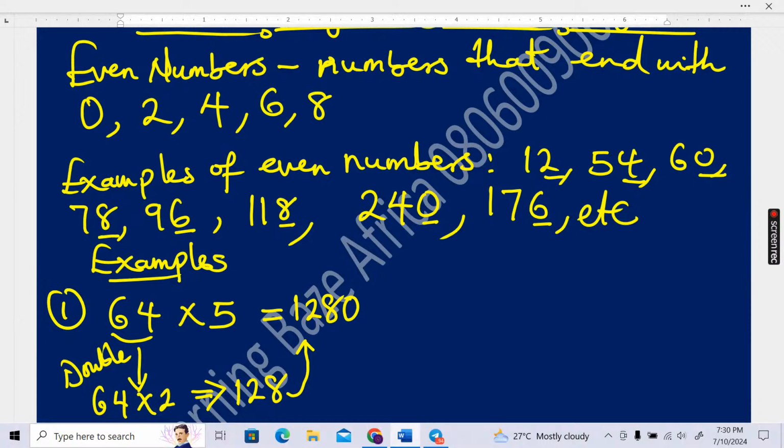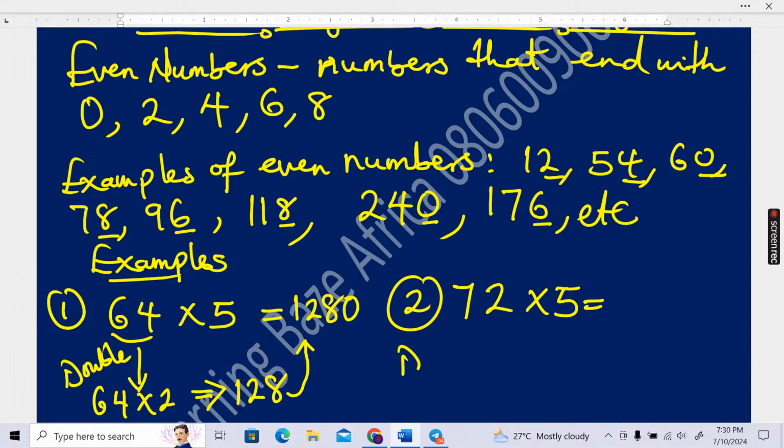Anytime you want to multiply an even number by 5, double the number, write 0 beside it, okay? Those are the two steps. Double the number, write 0 beside it. So look at another example. This is another even number, 72 times 5. I want to do this quickly.